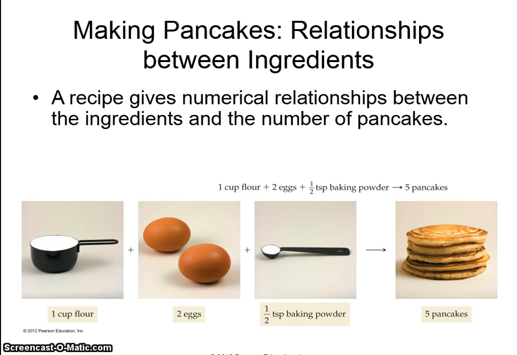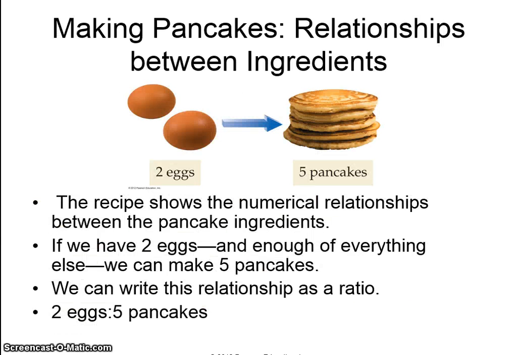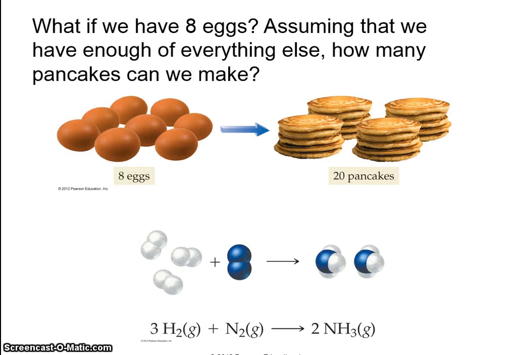So let's make it simpler and bring it down to what we can do when we're cooking in the kitchen. If we take 1 cup of flour and 2 eggs, then 1/2 teaspoon of baking powder, we know we can make 5 pancakes. Sounds kind of like a chemical reaction, doesn't it? So we know that there's a relationship between the number of eggs and the number of pancakes we can make. We can use 2 eggs to get 5 pancakes if we have enough of everything else. And so the ratio is shown in the bottom of 2 eggs to 5 pancakes. So you can make a ratio out of those relationships.